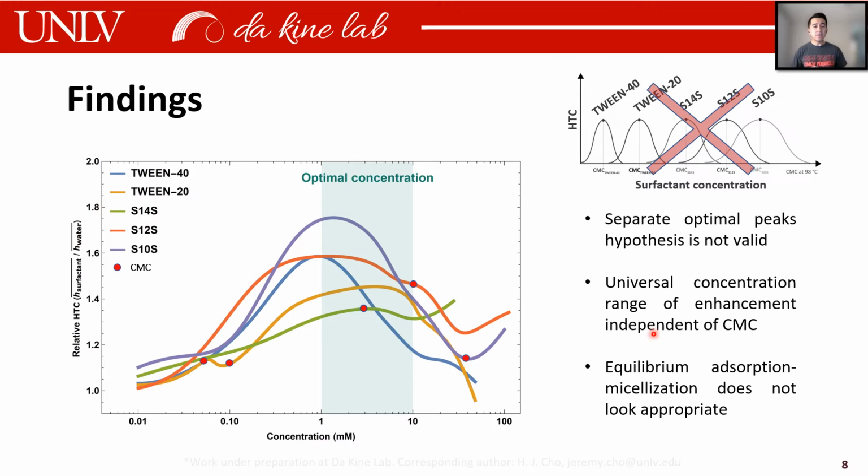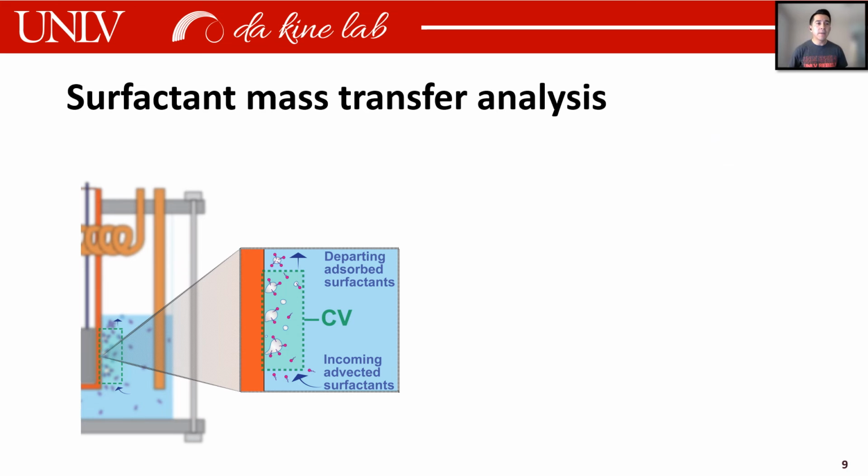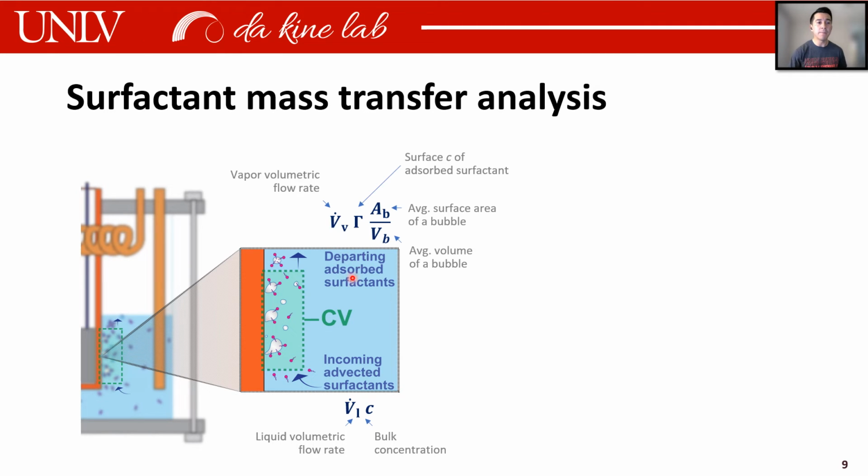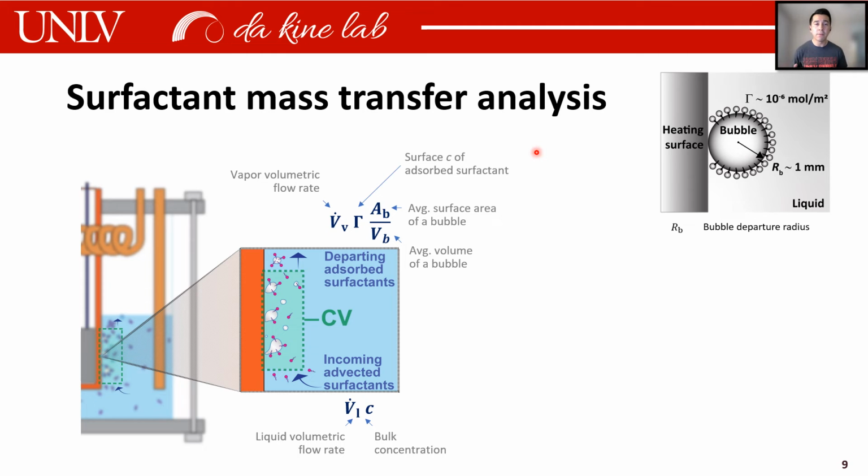Alright, so this all sounds really cool, but how can we explain this? One way to explain this is by conducting a surfactant mass transfer analysis in a control volume region, by equating the incoming advected surfactants with the departing absorbed surfactants. This value of gamma, which is the surface concentration of the absorbed surfactants, does not change in order of magnitude for this wide range of surfactants.